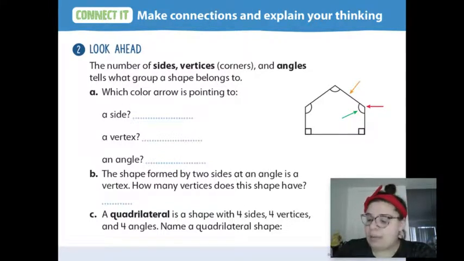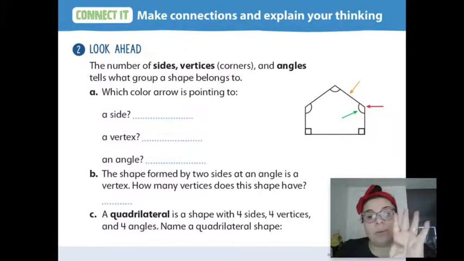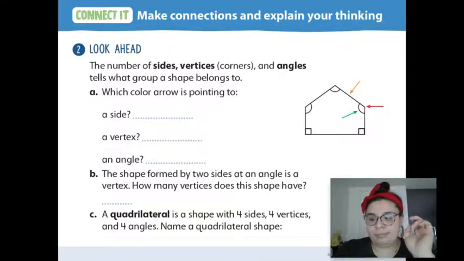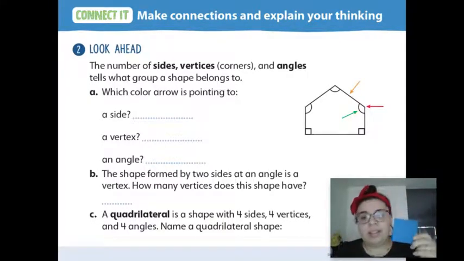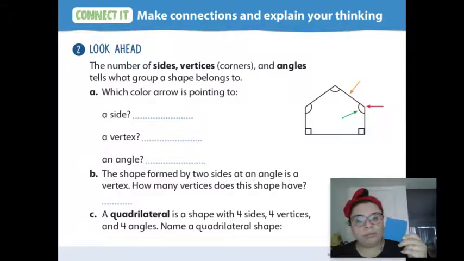Name a quadrilateral shape. Well, we just learned about 2 shapes that are quadrilaterals. Can you think of a shape that we've learned that has 4 sides, 4 vertices, and 4 angles? What about this shape? Is this considered a quadrilateral? This shape is a square.